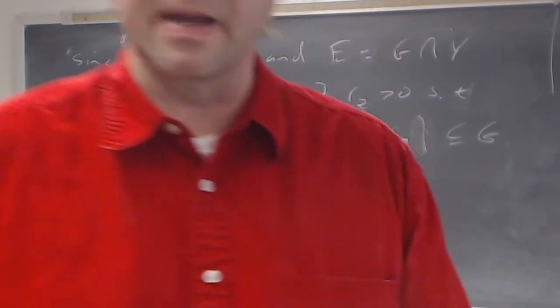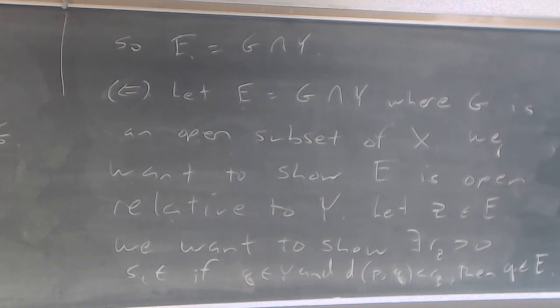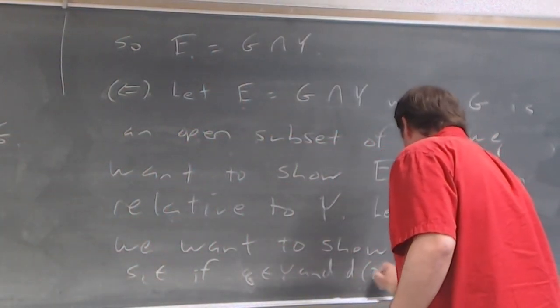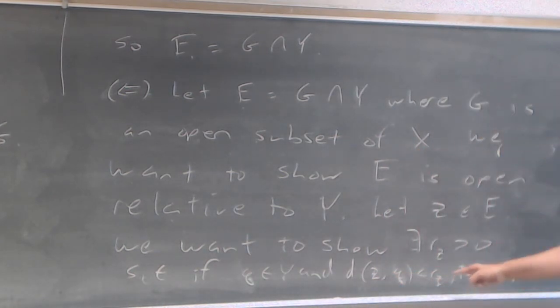I made a mistake back here in my notation. I want to make this correction. I'm sorry to stop. But here, what we want is the distance between Z and Q to be less than R sub Z. So make that change. I had P here, that was wrong.